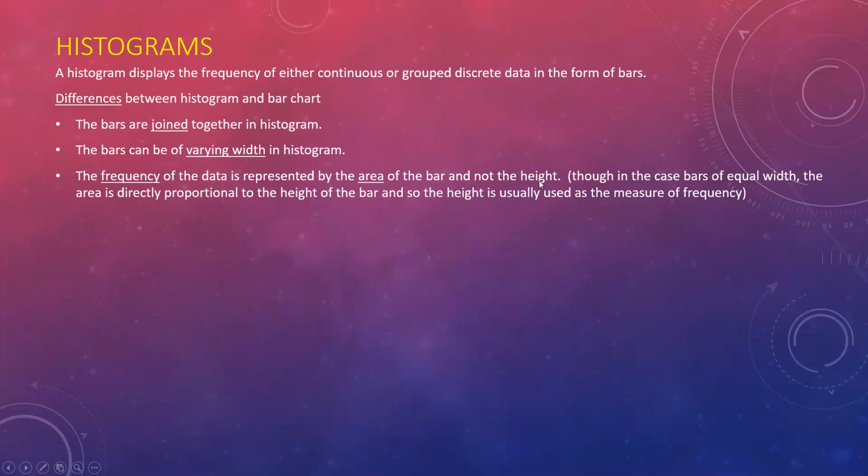It's not like a bar chart. In a bar chart the height tells you the frequency, but in a histogram, actually the area is telling you the frequency. But in some cases, when the widths are equal, the area is directly proportional to the height of the bar. That means if the bars are still the same width, the height can also represent the frequency. Okay, so I'll show you some examples to explain further.